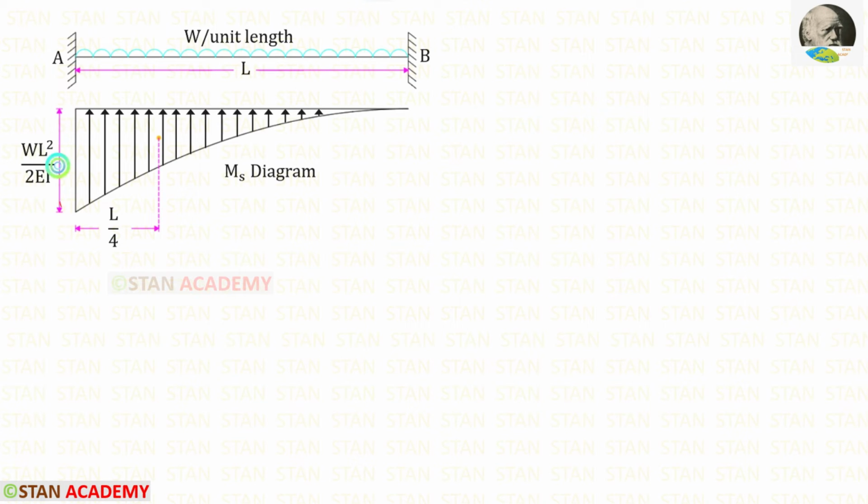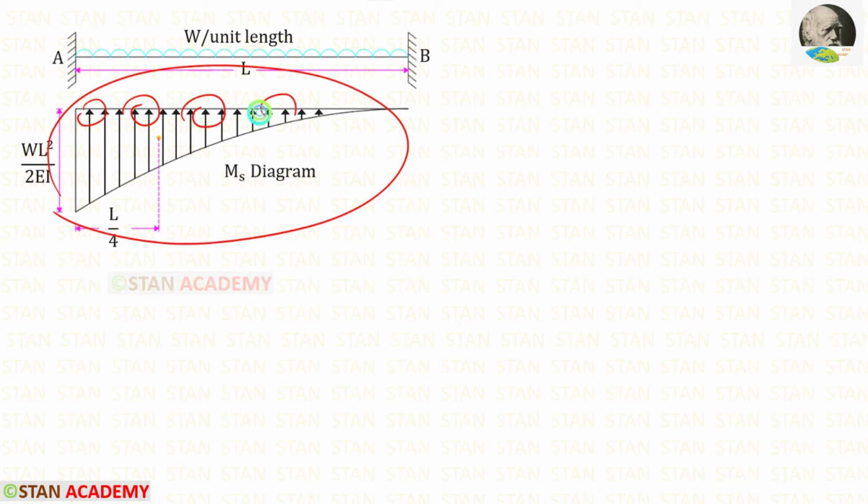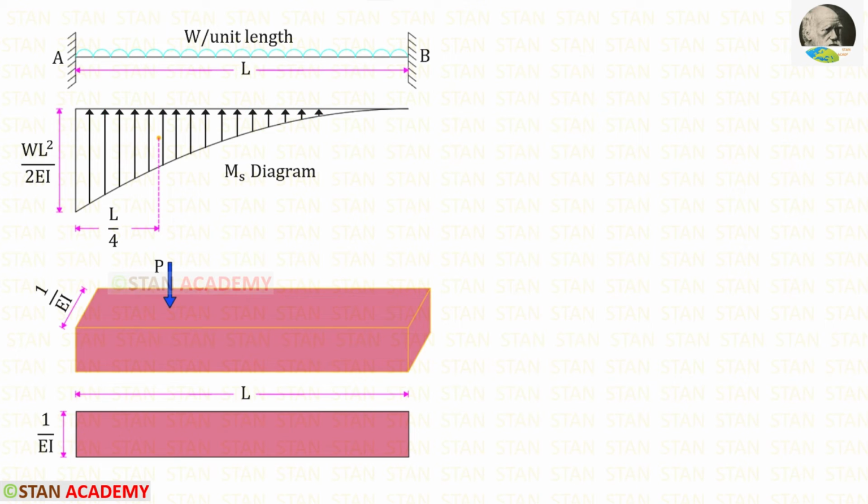Now let us make the conjugate beam. We know that it is a negative bending moment diagram, so the pressure will be acting upwards. Now let us make the analogous column. In the analogous column, the resultant P occurs at the distance of L upon 4 from the point A. In the analogous column, we know the formula to find the stress at the base. We have already seen this formula.